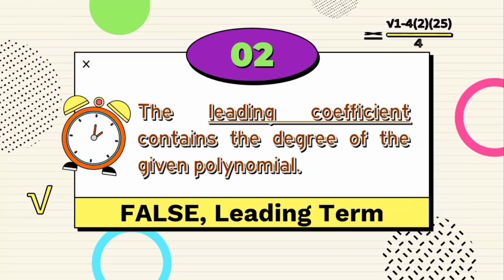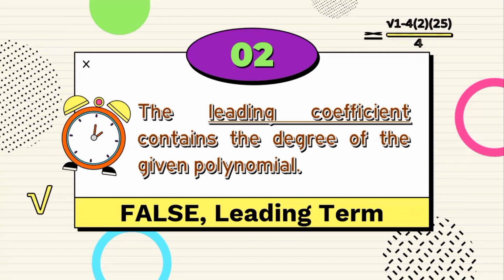Next, we have our question number 2. The leading coefficient contains the degree of the given polynomial. We try to identify whether the given statement is true or false. The underlined term is leading coefficient, and the answer is false. Why? We shall be discussing that afterwards. The correct answer that must satisfy the given statement is leading term, because the leading term must be the one that contains the degree of the given polynomial.